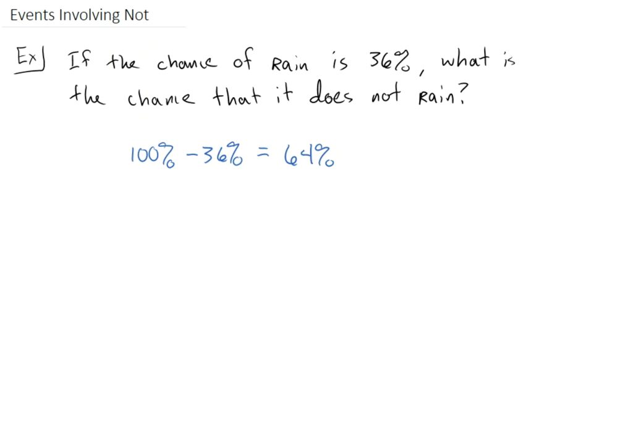So hopefully this gives you an idea of how to find the probability of an event not occurring. So when you're reading problems, if you see that word not, that's a key indicator that what they're trying to get you to do is to find the probability of the event occurring and subtract it from 1. So go ahead and give a few of these a try and see how you fare.